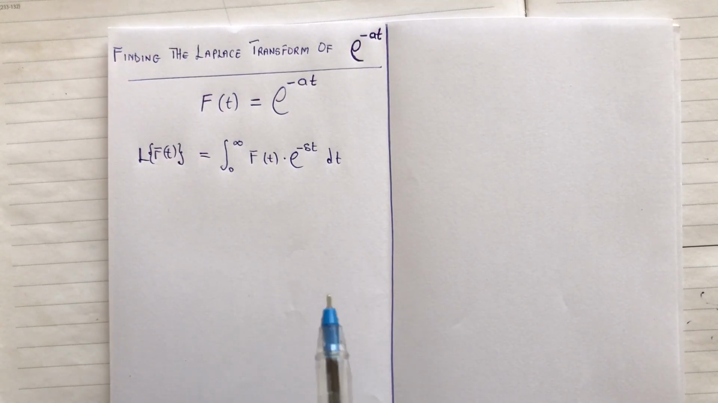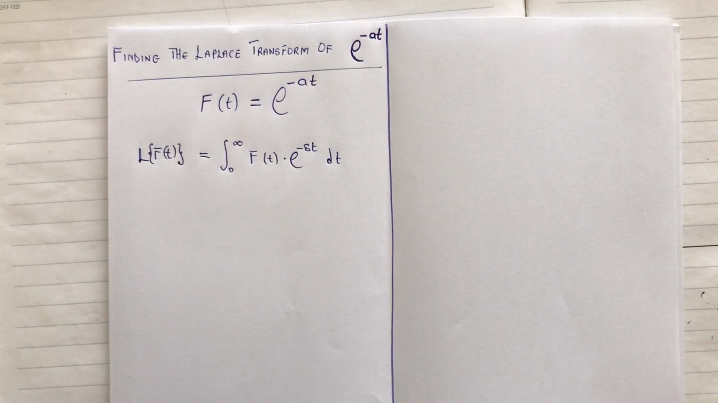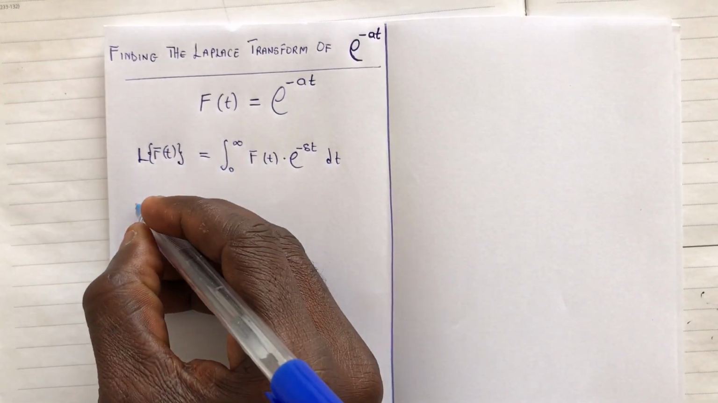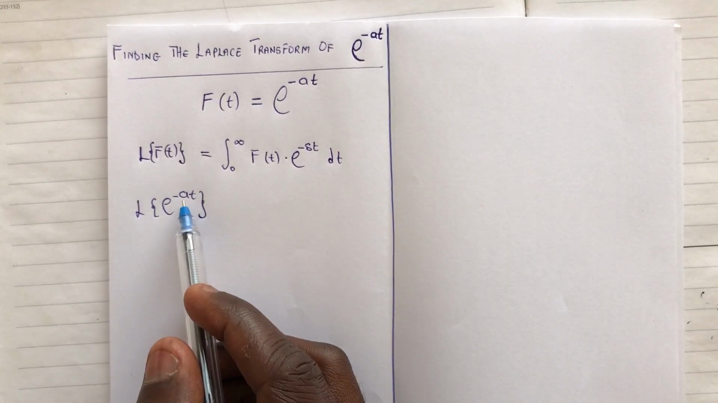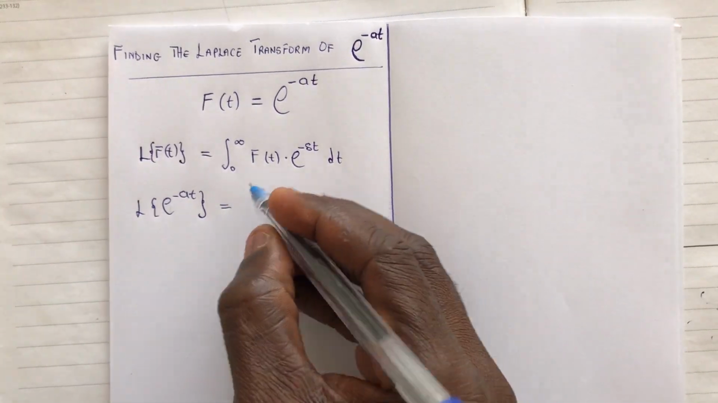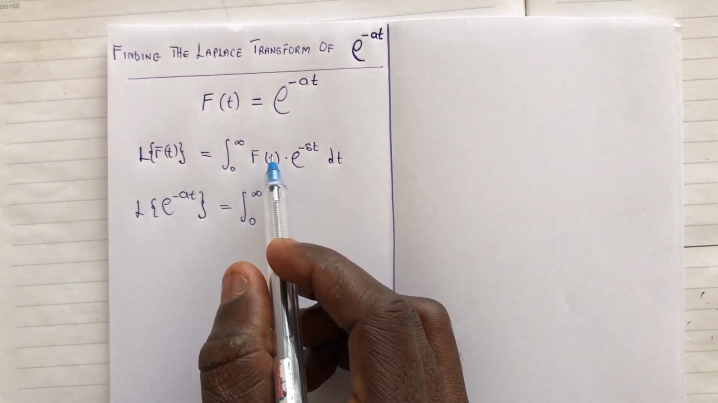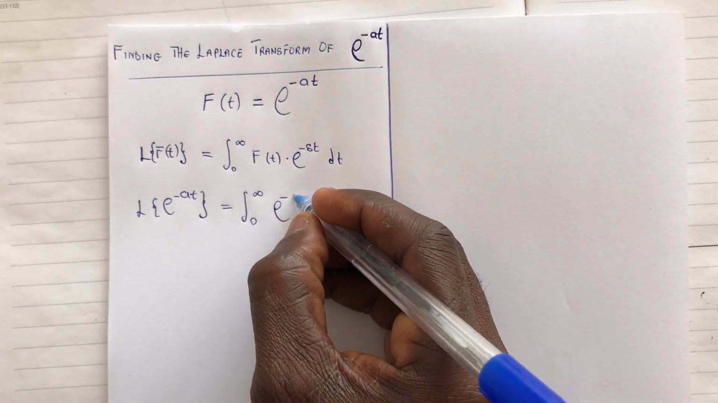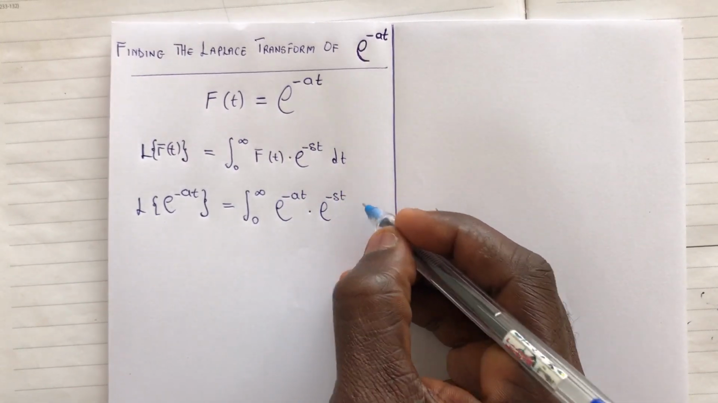All right, so we have f of t equal to e to the exponent negative at. So all we need to do is to substitute that here. So we have our Laplace transform of e to the minus at. Remember that a here is a scalar, okay? It can be any number. So we equate this to the integral from 0 to infinity, and then we substitute our f of t, which is already this. So we have e to the negative at times e to the negative st dt.